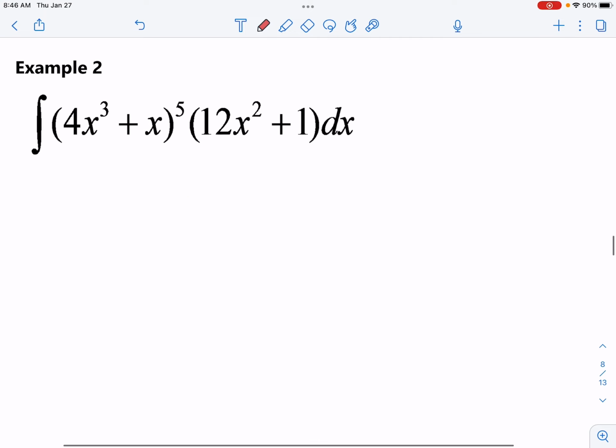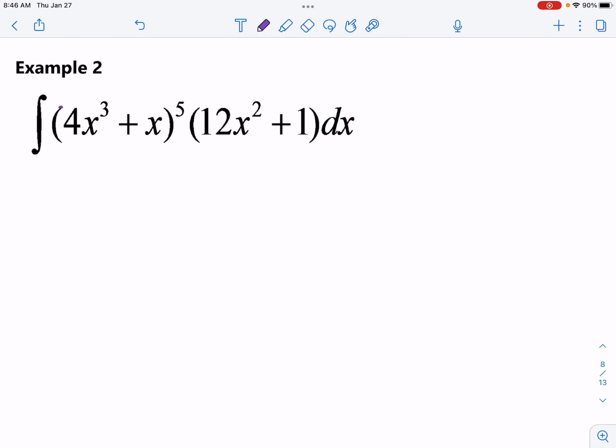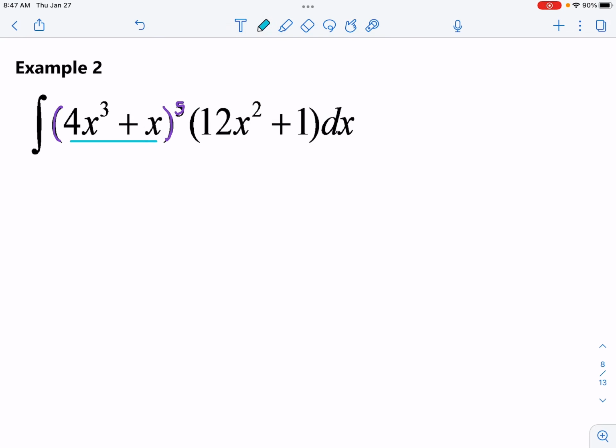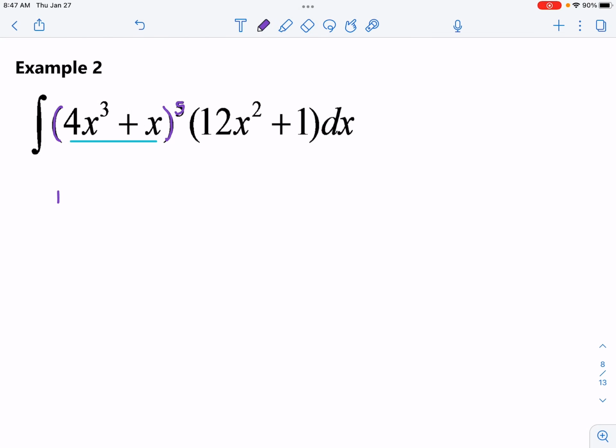All right, let's pause and go ahead and write this one down. Okay, in this case, you need to identify your outer function first. Your outer function is x to the 1/5. Your inside function is 4x cubed plus x. So step 1, we're going to anti-derive the outer, which will be 1/6 x to the 6th, but we're holding everything else, the inside function, as well as the inside function's derivative.